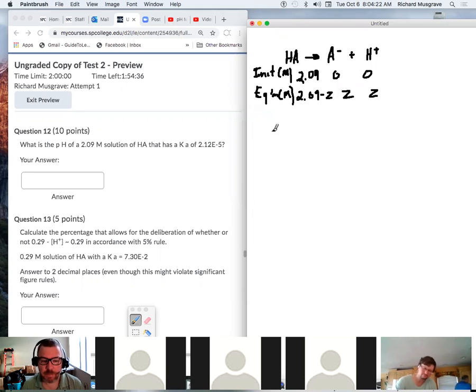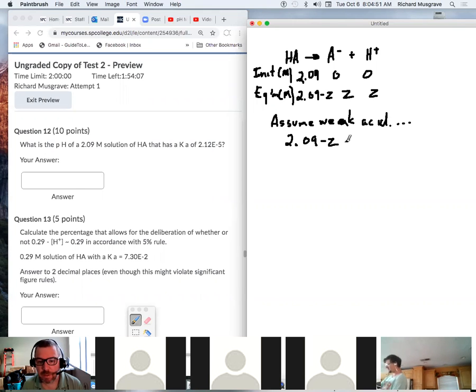So we make this assumption that since the Ka is low, it's less than 10 to the negative 4, then it's worth trying to make this assumption. So we're going to assume it's a weak acid because the Ka is low. That's how I'm getting away with that. And if I assume it's a weak acid, then what I'm saying is 2.09 minus Z is approximating out to 2.09. That's all I'm saying. So Z is so small relative to the concentration that it may as well not matter, is what that is basically saying.